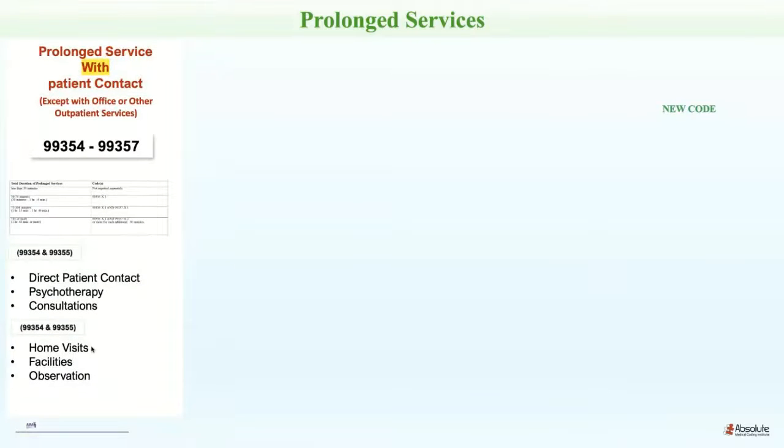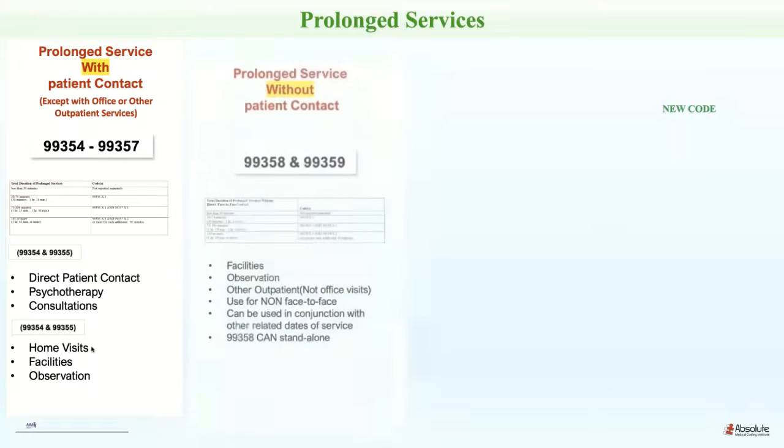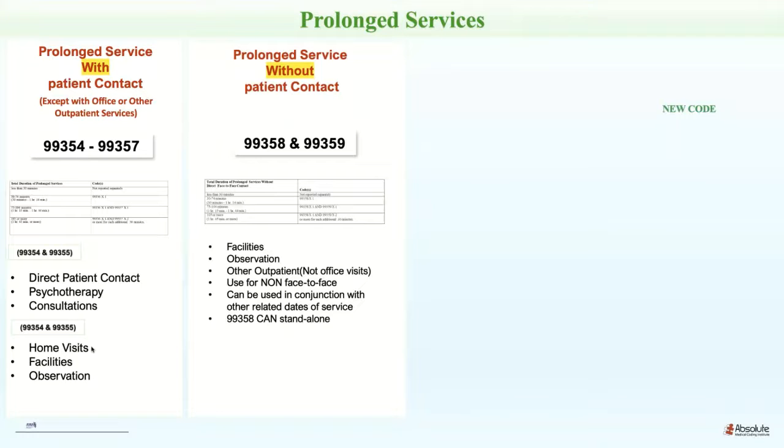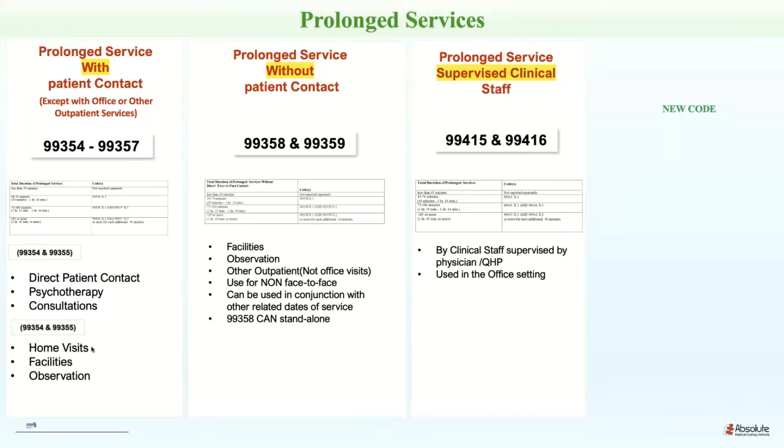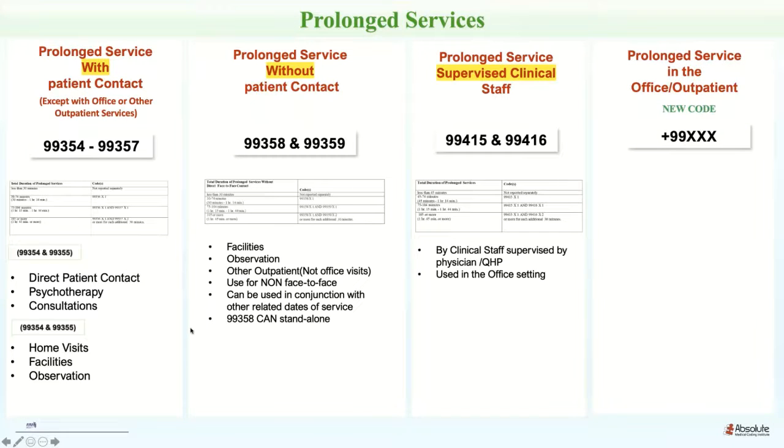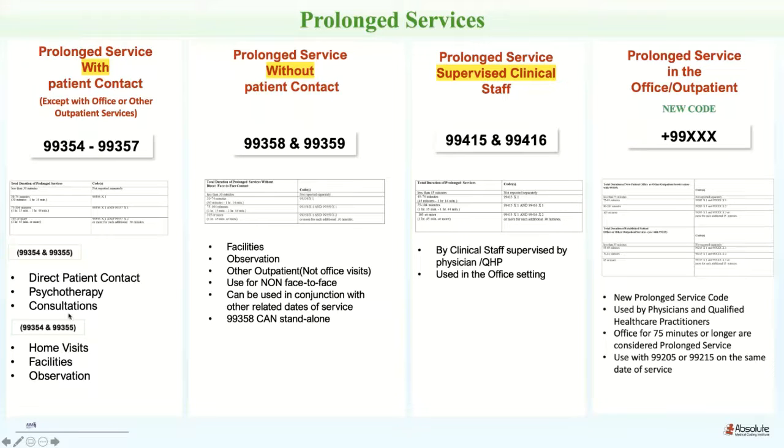If we look at all of the prolonged services categories: prolonged service with patient contact, without patient contact, prolonged services for supervised clinical staff, and our brand new code 99XXX. And remember, that is an add-on code. These are the differences, the distinguishing features between each. So if you look at the bottom, you'll see the differences.